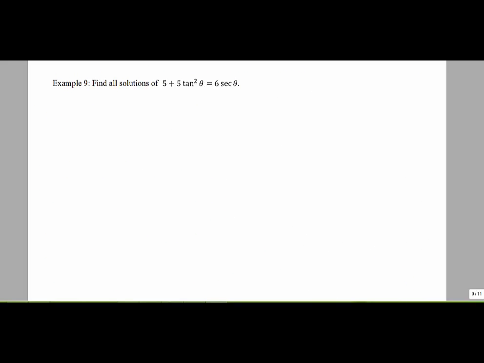So in example 9, we are asked to find all solutions of this equation. 5 plus 5 times tangent squared theta equals 6 secant theta. And here we once again have 2 different trig functions. So if we were solving this in algebra, it would look something like this. 5 plus 5 times, let's say, x squared equals 6 times y.